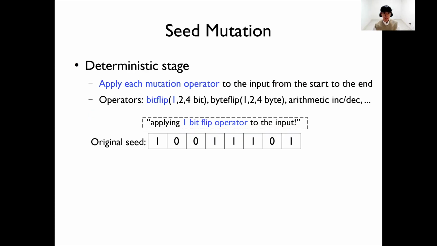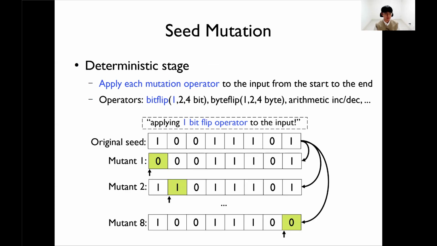In this deterministic stage, it applies the predefined mutation operators to the original input from the start to the end. So there exist multiple predefined operators in AFL, such as 1-bit flip or 2-bit flip, or arithmetic increase or decrease, and so on. So for example, let's apply the 1-bit flip operator to this original seed input.